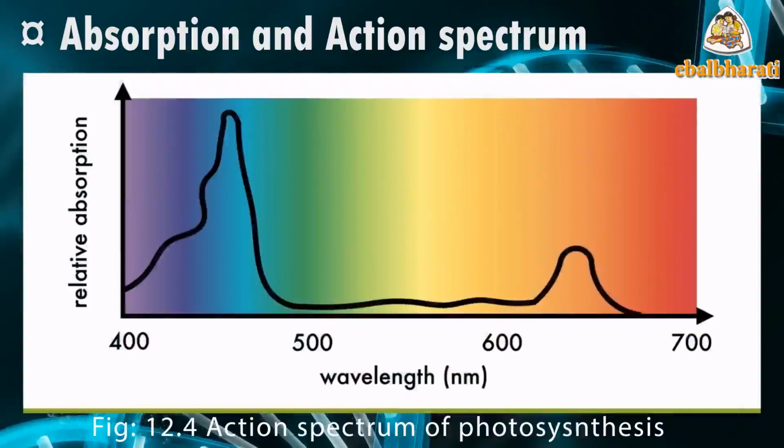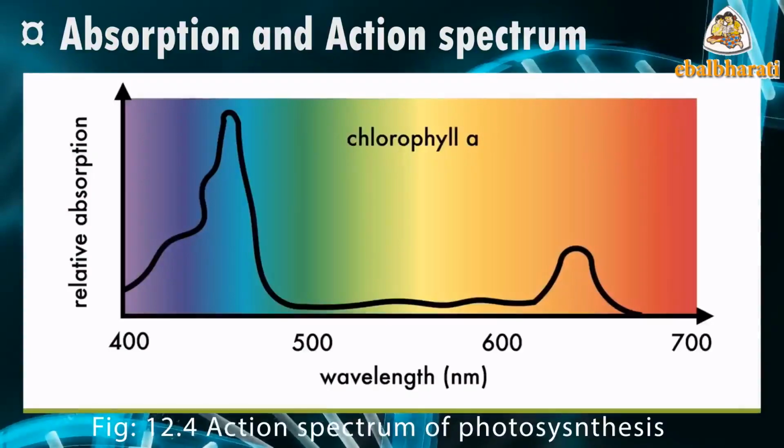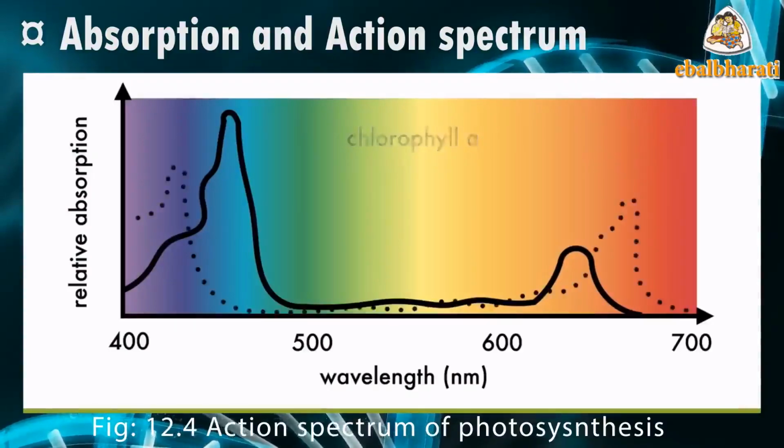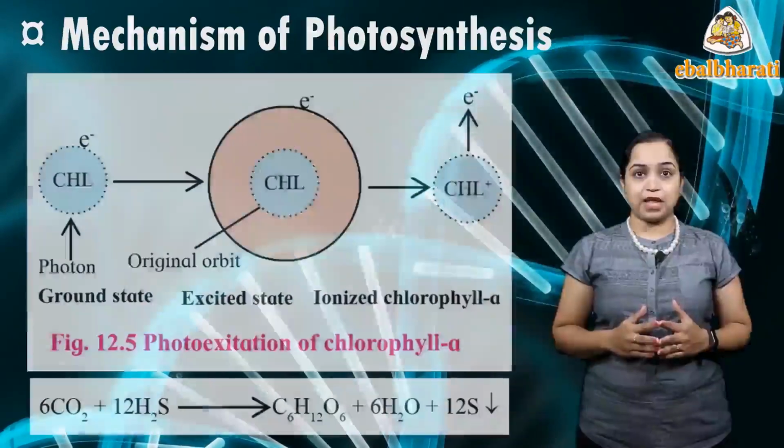The relative rate of photosynthesis at different wavelengths indicates a close relationship with the absorption spectrum of chlorophyll A and chlorophyll B. This curve that shows the rate of photosynthesis at different wavelengths is called the action spectrum. Figure 12.4 shows the action spectrum of photosynthesis.